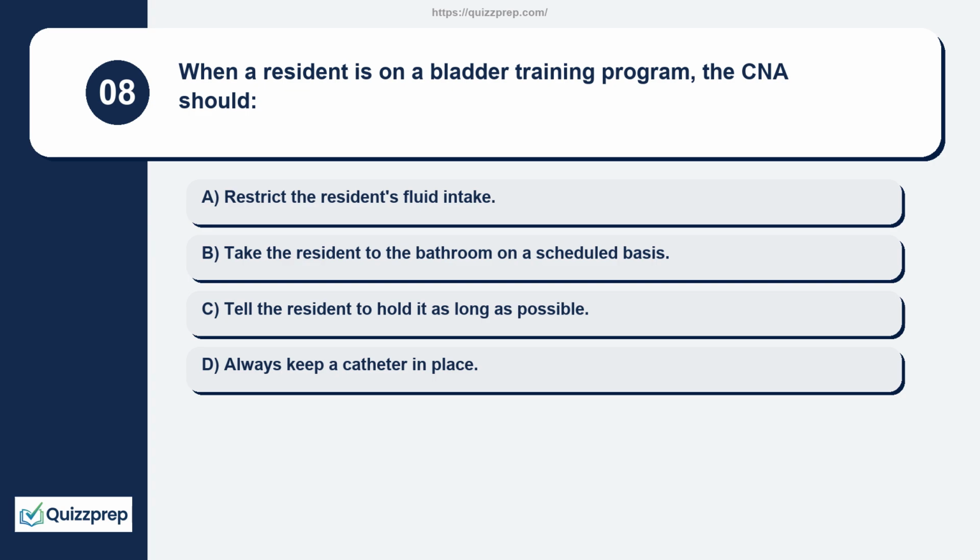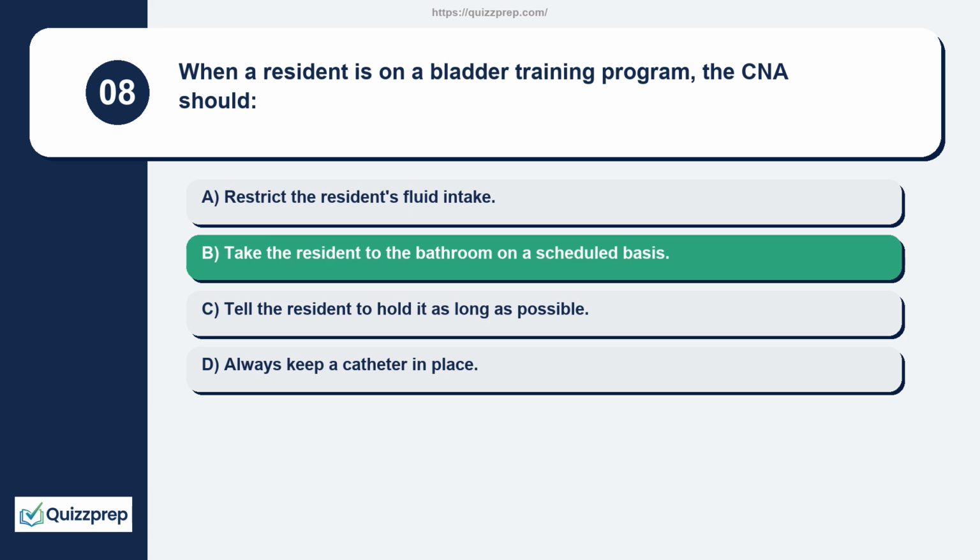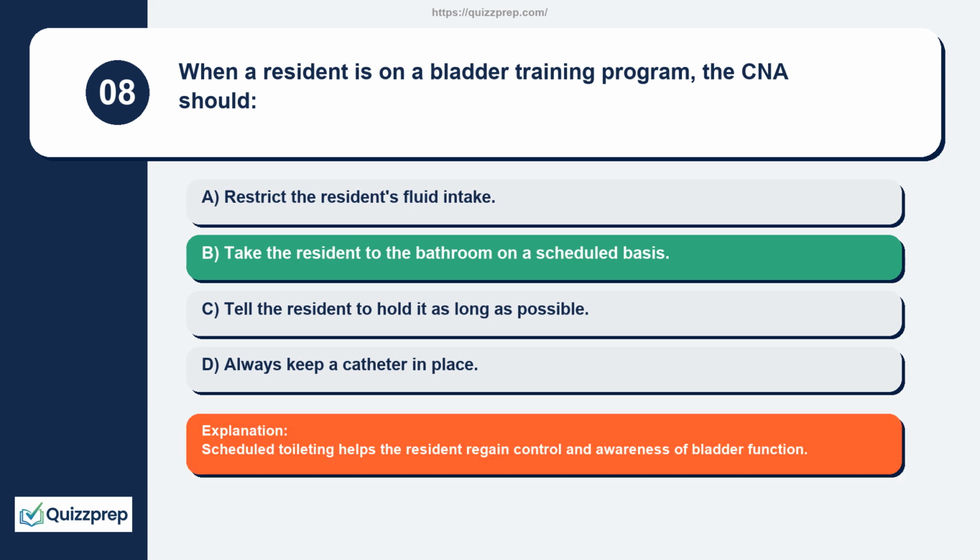Question 8. When a resident is on a bladder training program, the CNA should restrict the resident's fluid intake. Take the resident to the bathroom on a scheduled basis. Tell the resident to hold it as long as possible. Always keep a catheter in place. Scheduled toileting helps the resident regain control and awareness of bladder function.